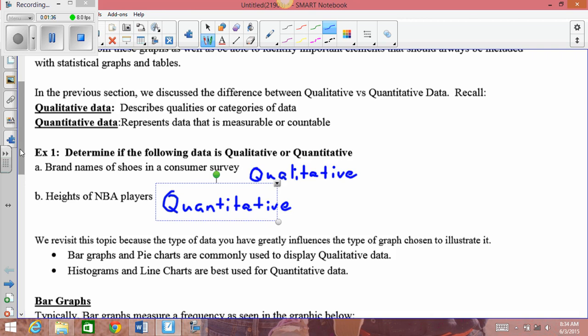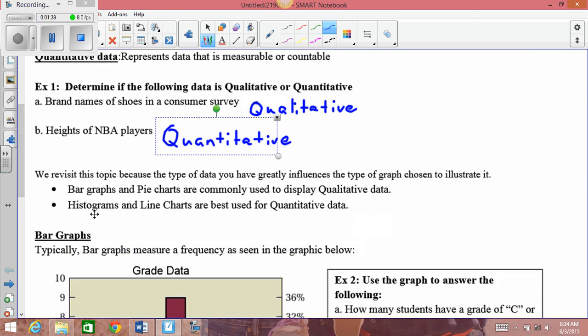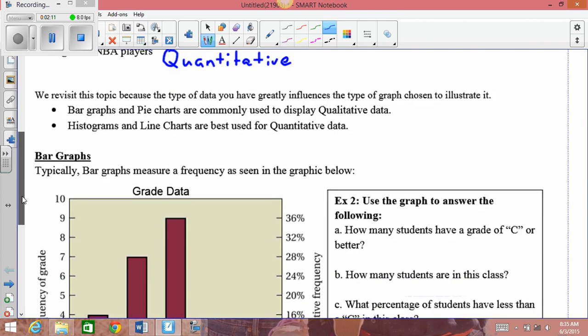I revisited that topic because sometimes the type of data that you have leans you in a direction of which graph you should use. So for example, bar graphs and pie charts are commonly used to display qualitative data, versus histograms and line charts, which are best for numerical, quantitative data. They can show you how your data goes up and down. It's not to say that that's the end all be all, that's the way it has to be, but it's a common way of displaying the data. Let's focus here on our bar graphs.